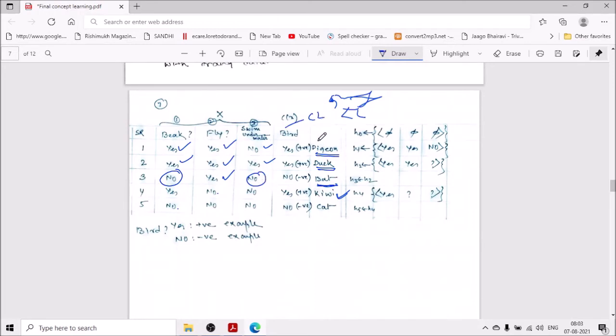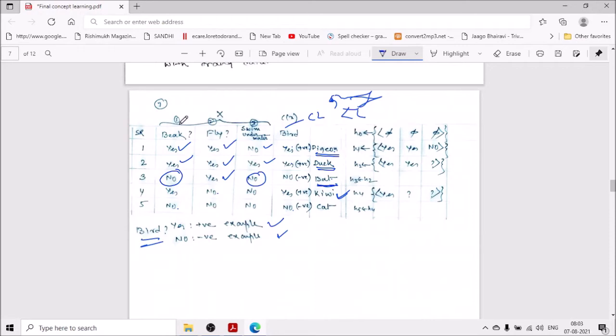So we can see here, if the attribute is this, the class label is yes, that is positive. So is it a bird? Pigeon is bird, yes. Duck is bird, yes. Bat is bird, no. Kiwi is a bird, yes. Cat is a bird, no. If it is yes, then it's a positive example, and if it is a no, it's a negative example. So what is the first hypothesis?